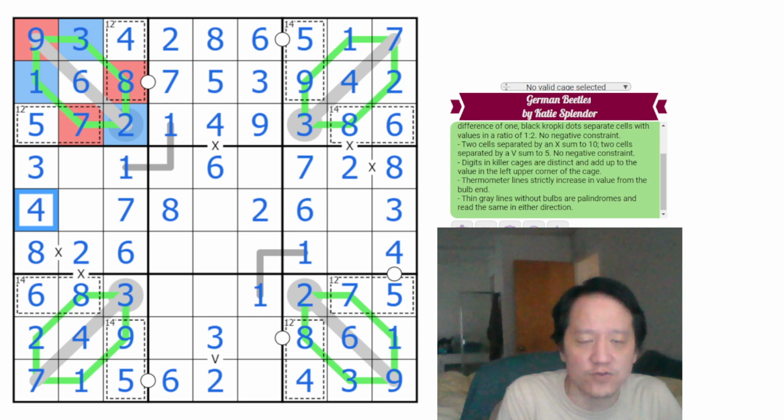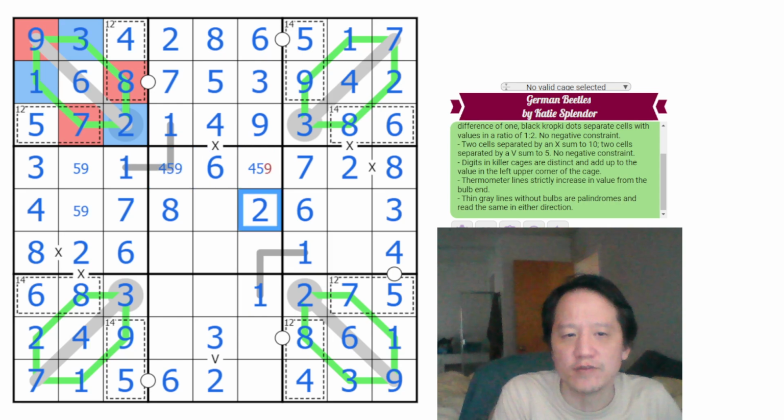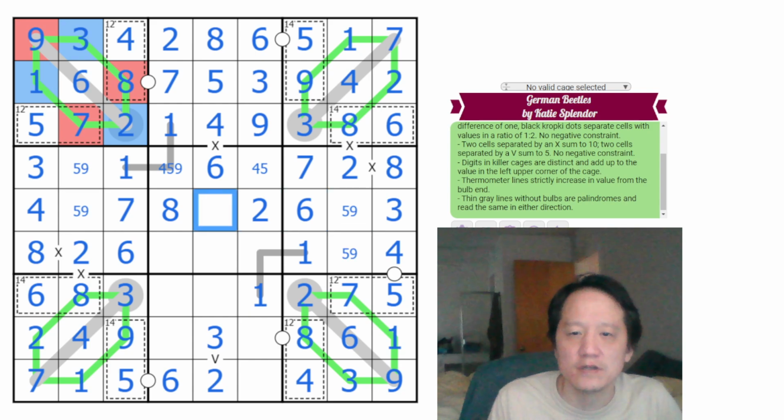This is 4. We have 5 and 9, 5 and 9. So this is 4, 5, and 9. This is 4, 5, and 9. That can't be 9, so it's 4 and 5. This is 5 and 9. Oh, okay. This is 5 and 9. This is 1 by Sudoku.